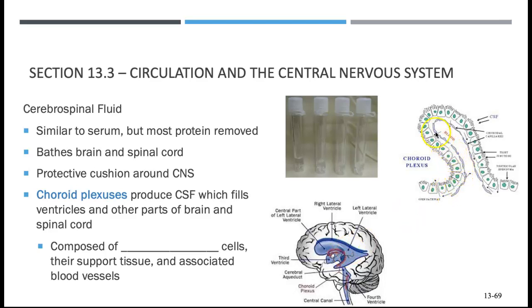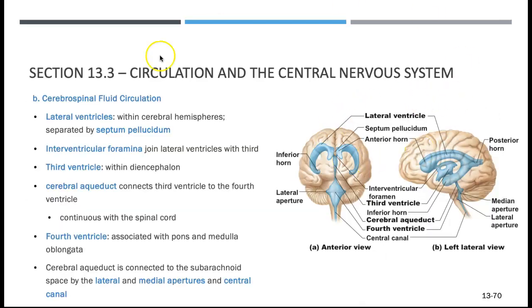If you look at a close-up of this choroid plexus, you can see that it is lined with those ependymal cells that we talked about. So there's our blank. It's composed of ependymal cells, and they're going to support the tissue, and we also have associated blood vessels. These are going to be little capillaries from which we will pull the contents to make our CSF. Now let's talk about the circulation of that CSF.